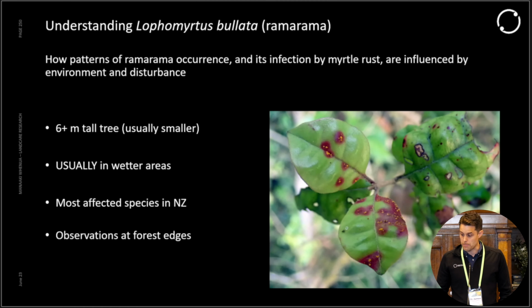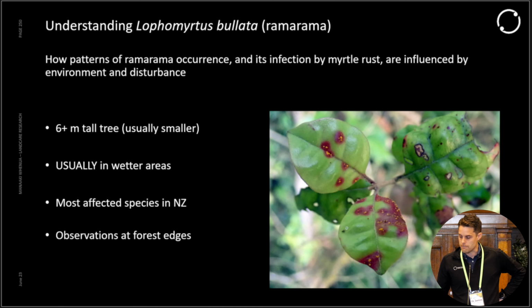So yes, myrtle rust infection of an endemic rainforest tree across a forest edge gradient in New Zealand. We've heard a lot about Lophomyrtus bullata, ramarama, the most affected species. It's a 6+ metre tall tree, but it's usually smaller. Most people would probably describe it as a shrub if they hadn't actually seen some giant individuals. You'd usually find it in wetter areas if you were wandering around a forest, riparian kind of spots.